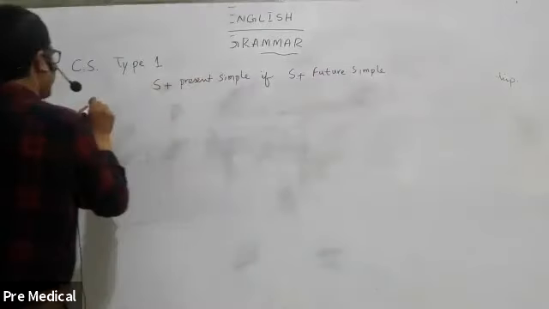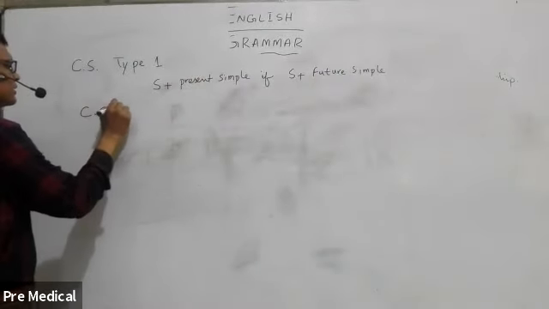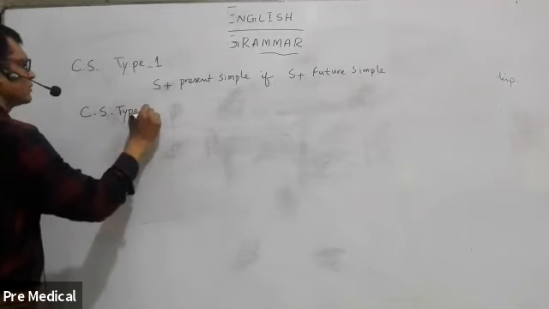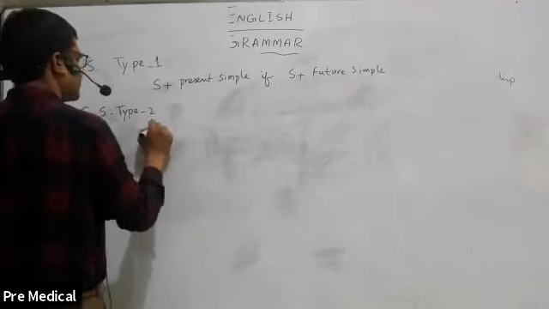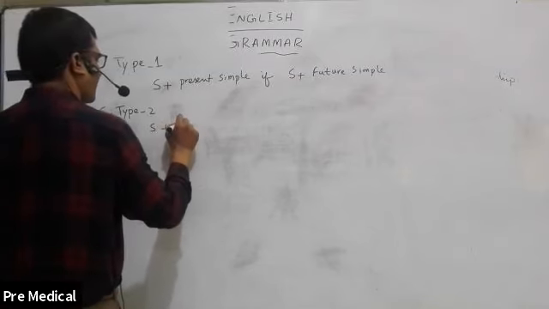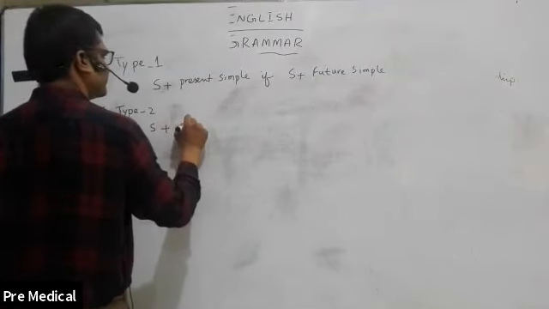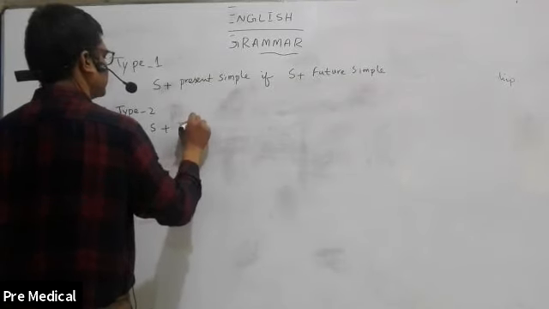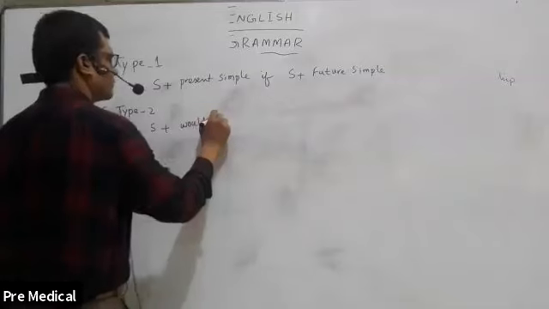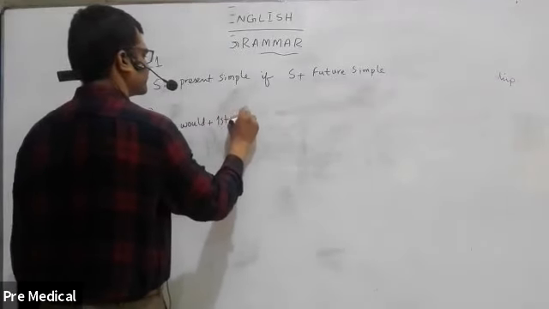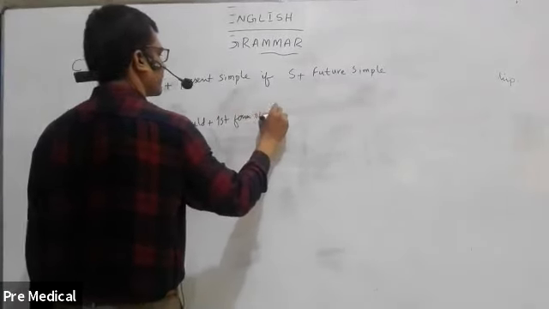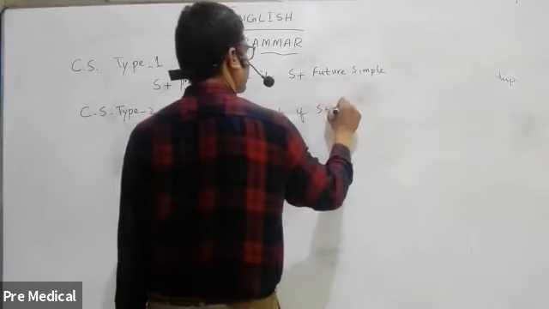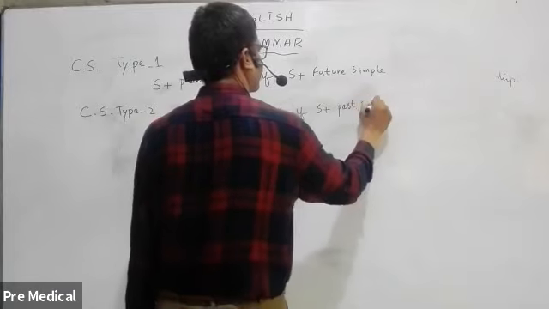Okay. In conditional sentence type 2, we have subject plus would plus first form of verb, and if, then subject plus past simple.